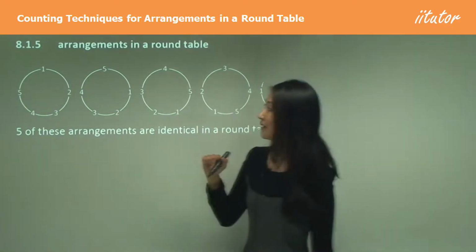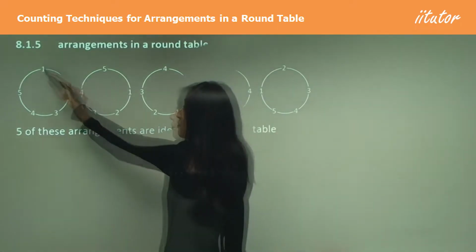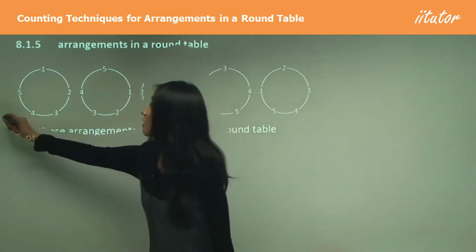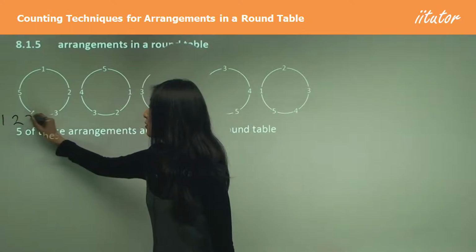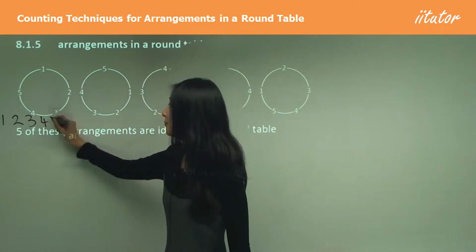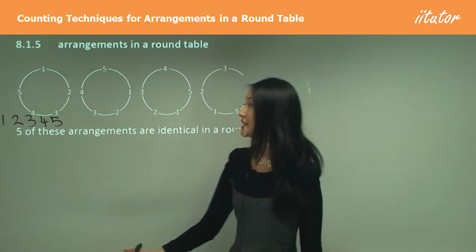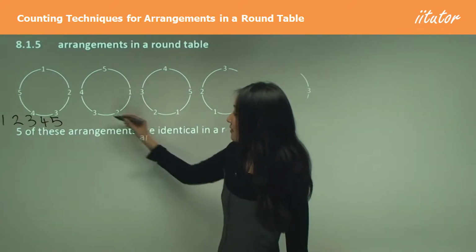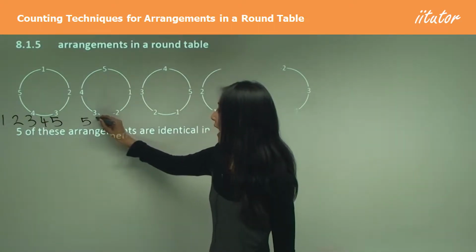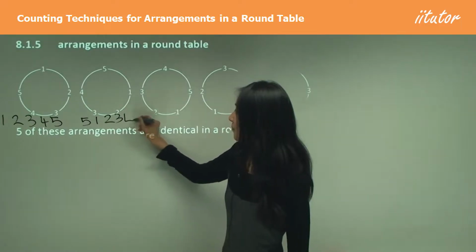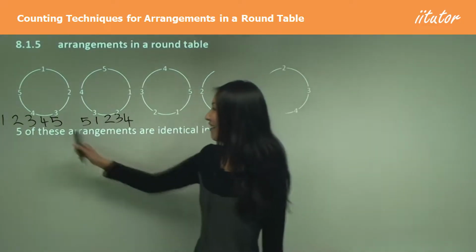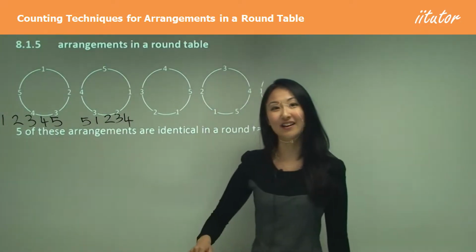So for example here, if we have 5 people in a straight line, so 1, 2, 3, 4, 5, that's going to be very different from when we have that arrangement, which is 5, 1, 2, 3, 4. Can you see how they are very different from each other?